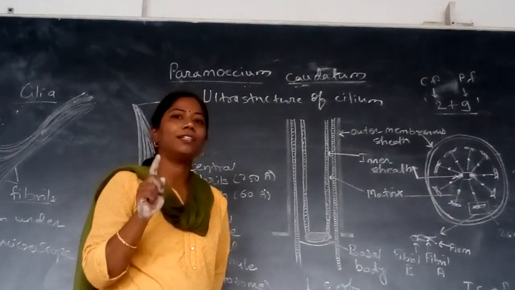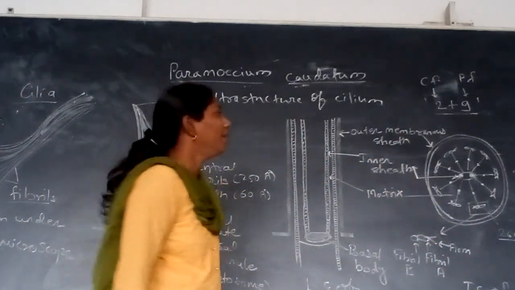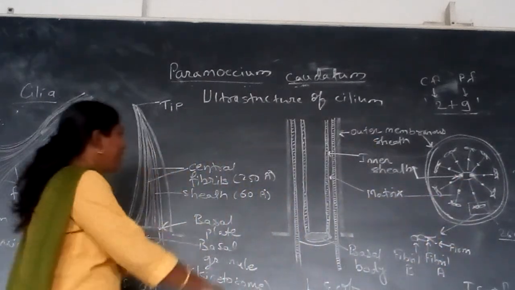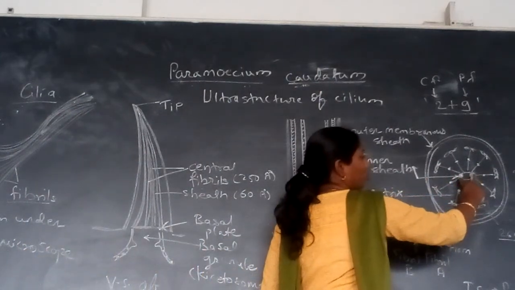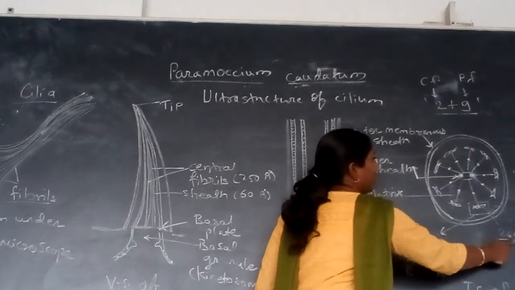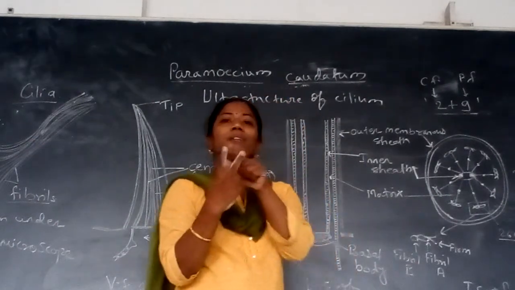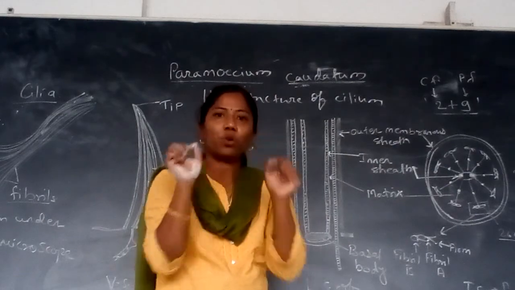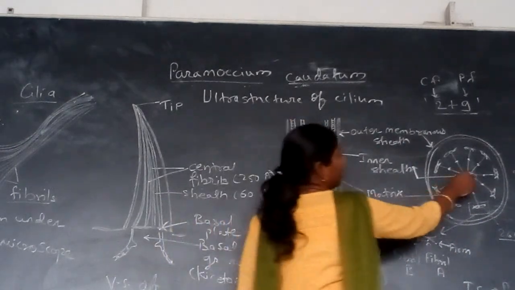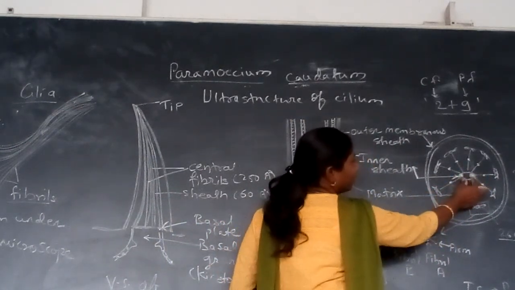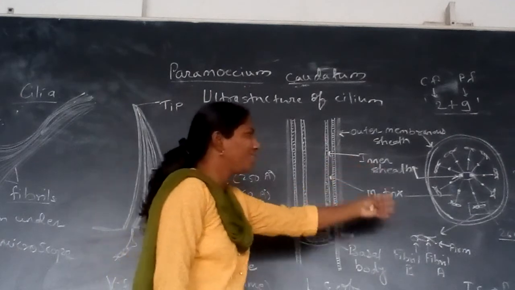The diameter of the peripheral fibril is 260 angstrom. Already we studied that the diameter of the central fibril is 250 angstrom. Now here the two central fibrils are present away from each other at a specific distance, and that distance is 350 angstrom. So this is about the structure of the TS of cilium.